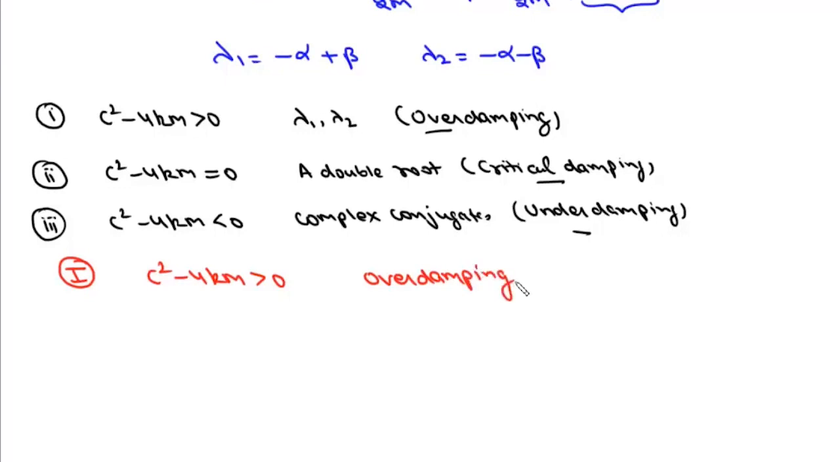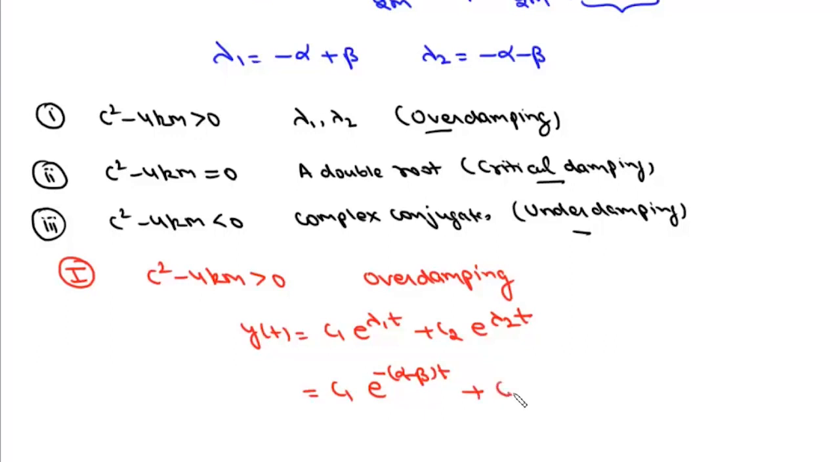overdamping. And in case of overdamping, we'll have this solution as y(t) equals c1 e to the power lambda 1 t plus c2 e to the power lambda 2 t, where lambda 1 is minus alpha plus beta and lambda 2 is minus alpha minus beta. So it'll be c1 e to the power minus (alpha minus beta) t plus c2 e to the power minus (alpha plus beta) t.